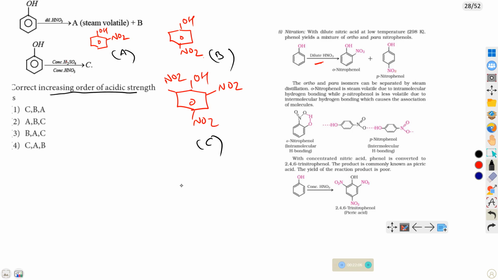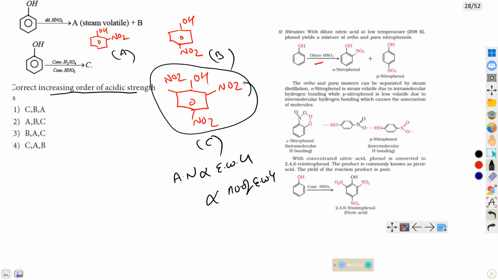Which is more acidic? We know that acidic nature is directly proportional to electron withdrawing groups, directly proportional to the number of electron withdrawing groups also. Which is more acidic? Picric acid is more acidic. C is more acidic.